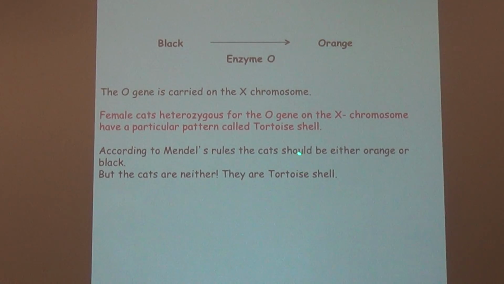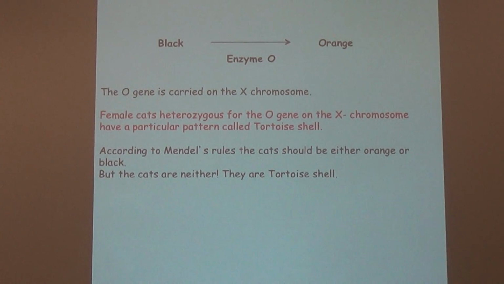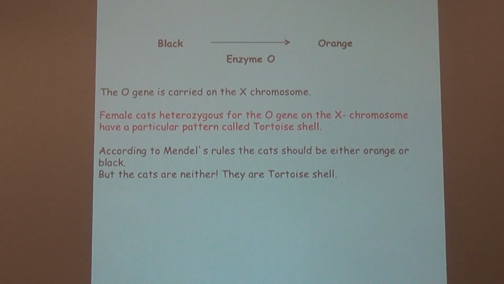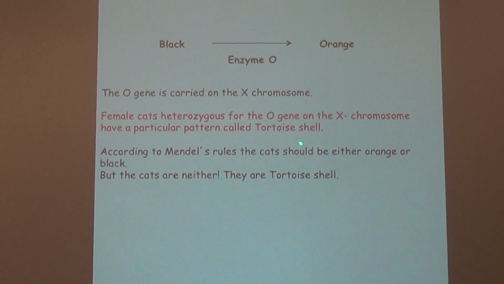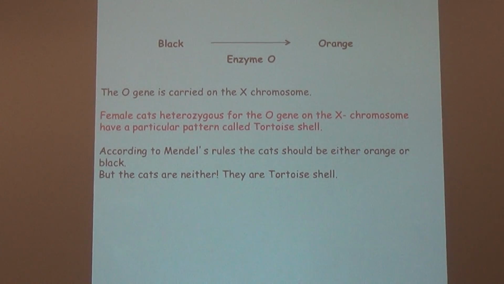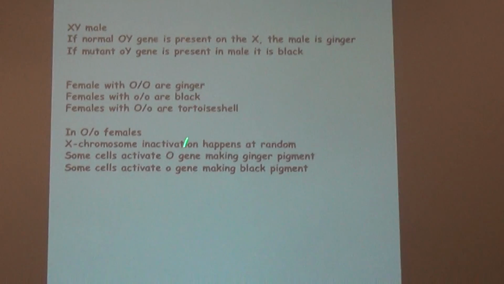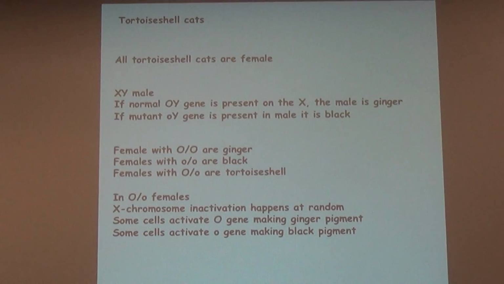According to Mendel's rules, these cats should either be orange or black, depending on what is recessive and what is dominant. But that's not what you see. The cats are neither, they're tortoiseshell. So how is that happening? Why is that happening? So let's look at the X chromosome and how it behaves.